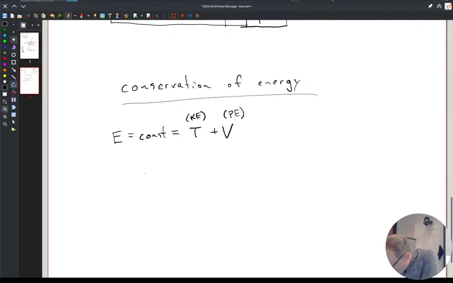Okay, so what is kinetic energy for anything here? Do we need to worry about rotation?